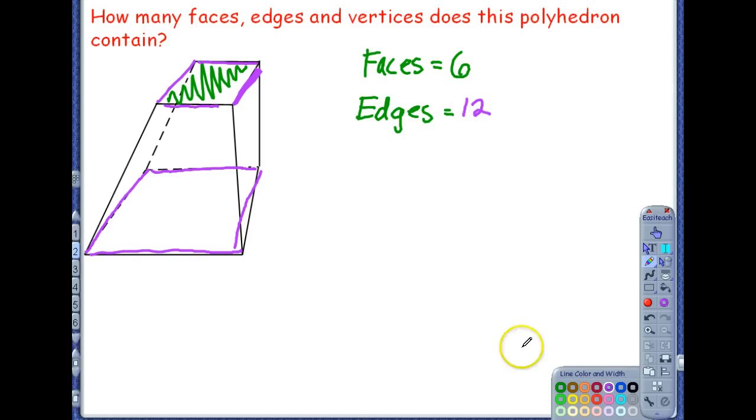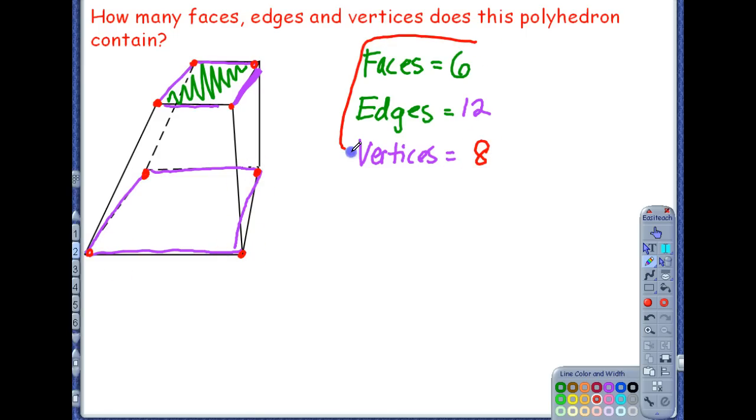Okay. Now, the next one is vertices. How many vertices? Where do we find the vertices? The vertices are where 3 segments are joining together at a point. So it's all the points. It's all the corners. And I see that there's 4 at the top, and then there's 4 at the bottom. So a total of 8 vertices.